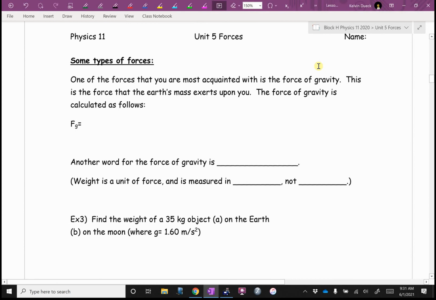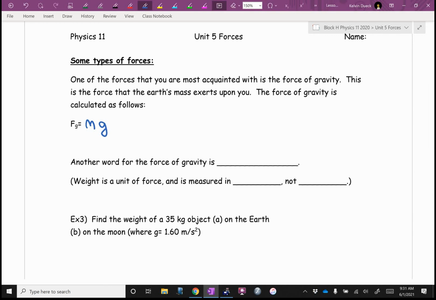Some types of forces. One of the forces that you're most acquainted with is the force of gravity. This is the force that the Earth exerts on you. The force of gravity is calculated as follows. Don't write this down, look up. F equals what? ma. Don't write this down. I'm going to use a special letter for the acceleration due to gravity. Is it g? Write that down. Hey, is that on your formula sheet? Yeah. Find it. Found it. Okay. Weight equals Fg equals mg.